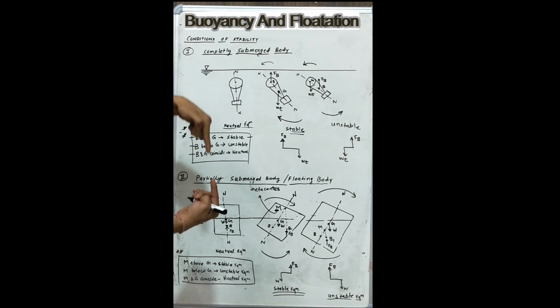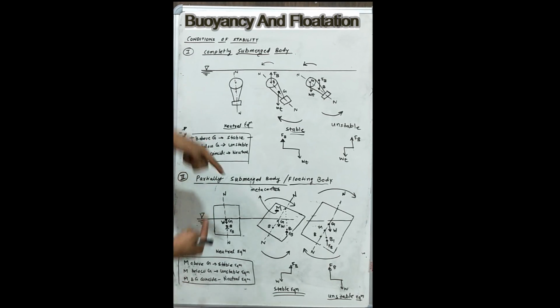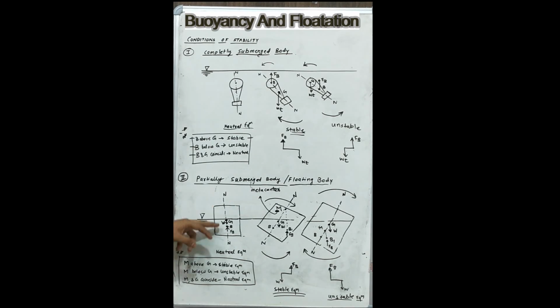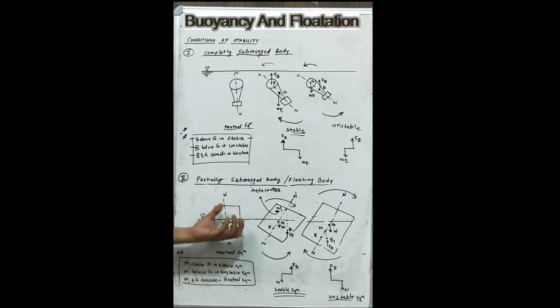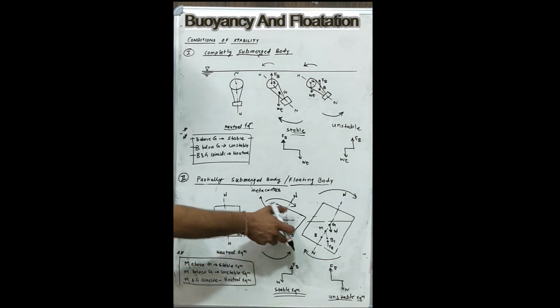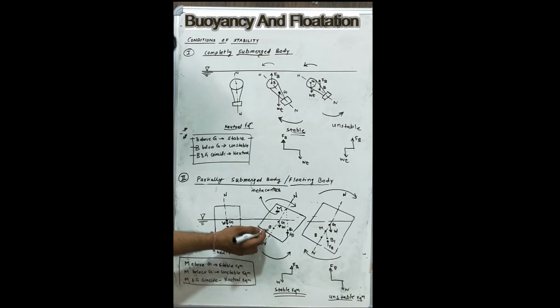So the line of action of these two forces are the same. So it is under the neutral equilibrium condition, right? So it is a neutral equilibrium condition in this case. Now what happens if we give the disturbing couple to this body, if we give the moment to this body, what happens in this case?